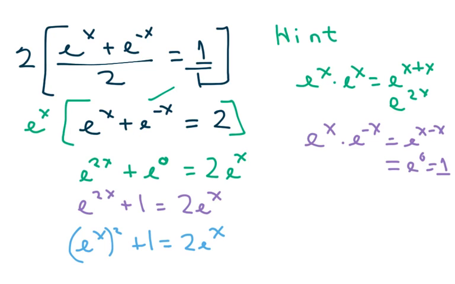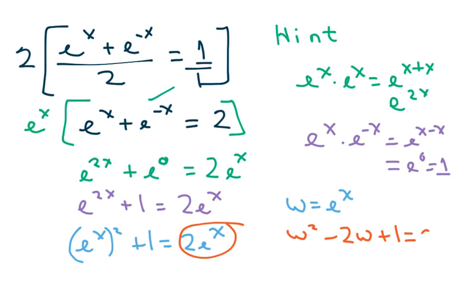Now I'm going to let w equal e to the x. When I do that, I'm going to get w squared, I'm going to go ahead and move him over, minus 2w plus 1 equals 0. And don't forget w equals e to the x. So we're going to complete this on the next slide.